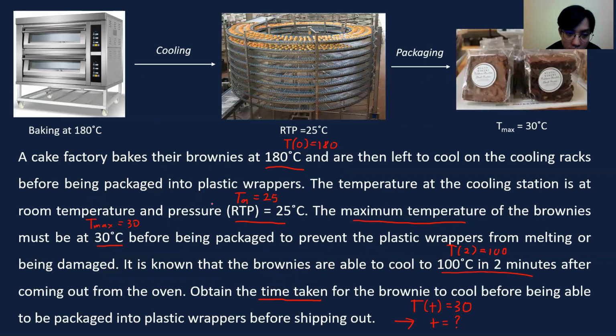So this is the question that I have constructed. You can actually pause the video and read through to further understand it. So these are the conditions obtained from the question. So we are to find out the time taken for the brownie to cool from 180 degrees Celsius to 30 degrees Celsius.